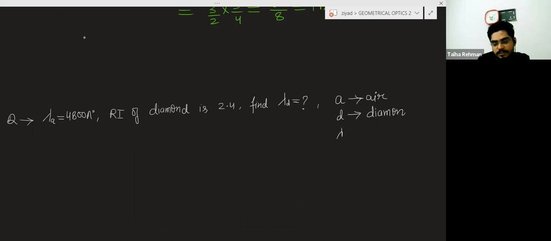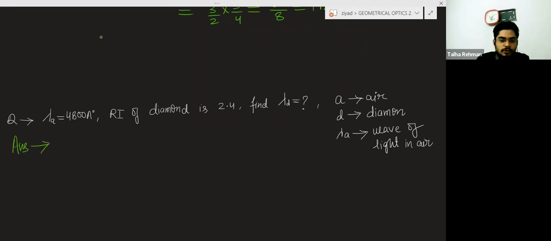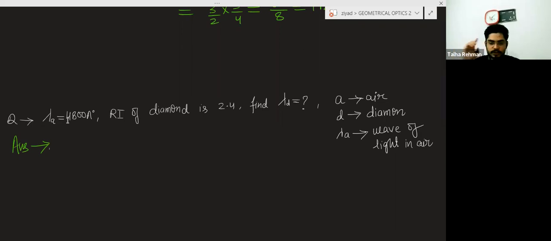And lambda A means the wavelength of light in air. These are the meanings of symbols. So it is given that the wavelength of the light in air is this. I have told you, wavelength will change during refraction. Frequency will remain the same. So see how you will solve this question.